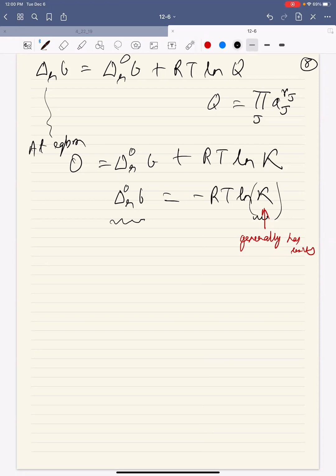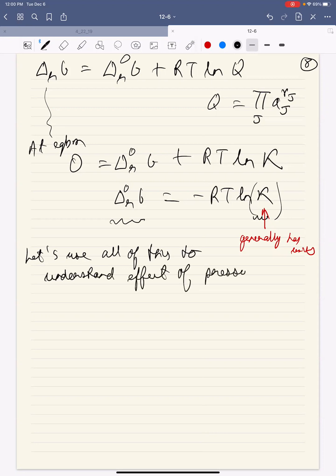So let's consider a reaction. Let's use all of this to understand two things, which is the effect of pressure, and equivalently volume, or the effect of temperature on a chemical reaction. What does it do to the equilibrium?